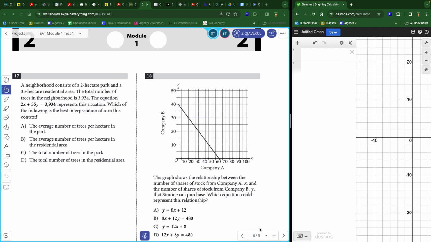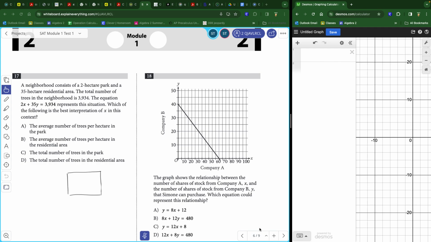We are at problem number 17. So let's see what we've got here. A neighborhood consists of a 2-hectare park and a 35-hectare residential area. One of the things I like to do is draw a picture right away. And so here's a neighborhood, 2-hectare park.